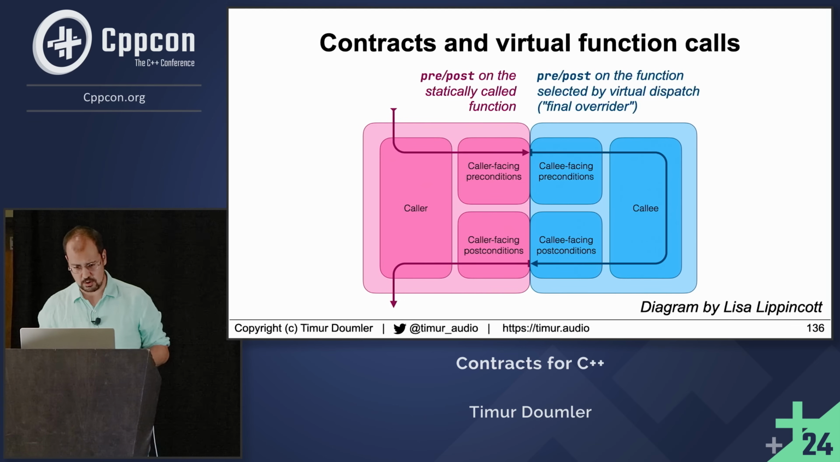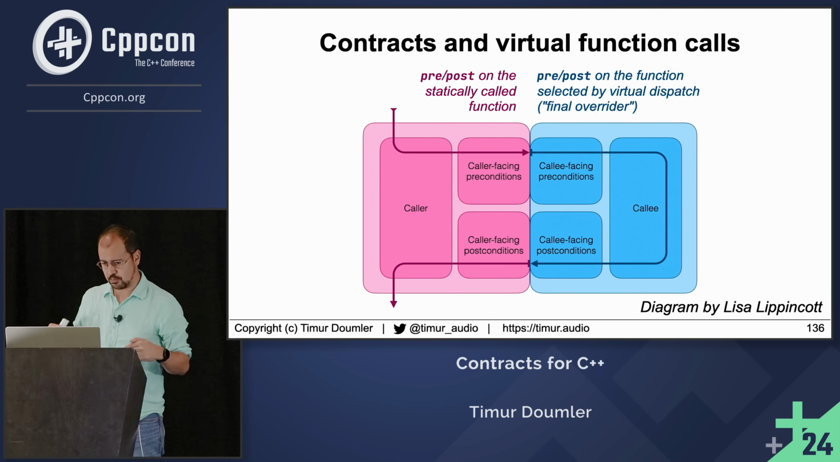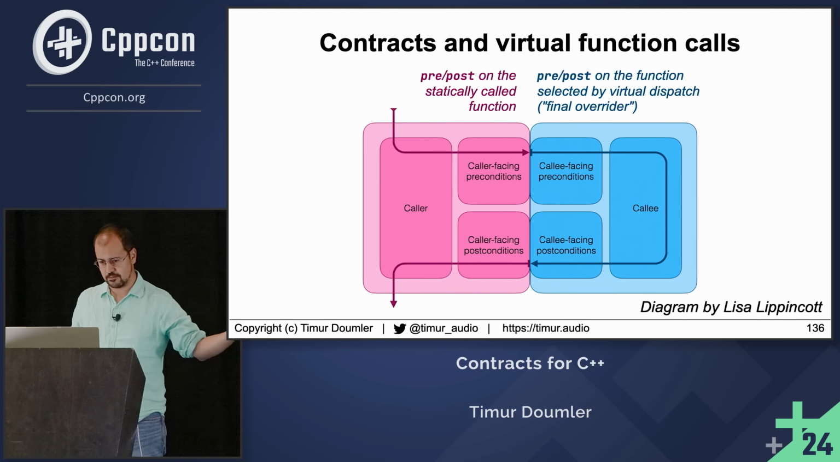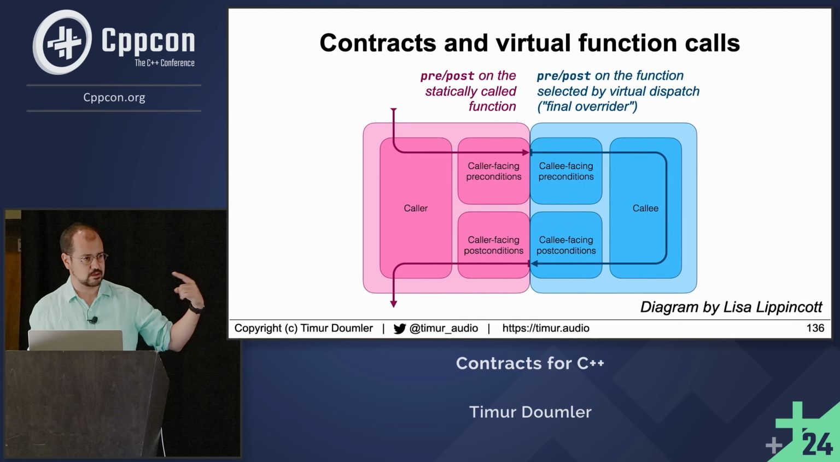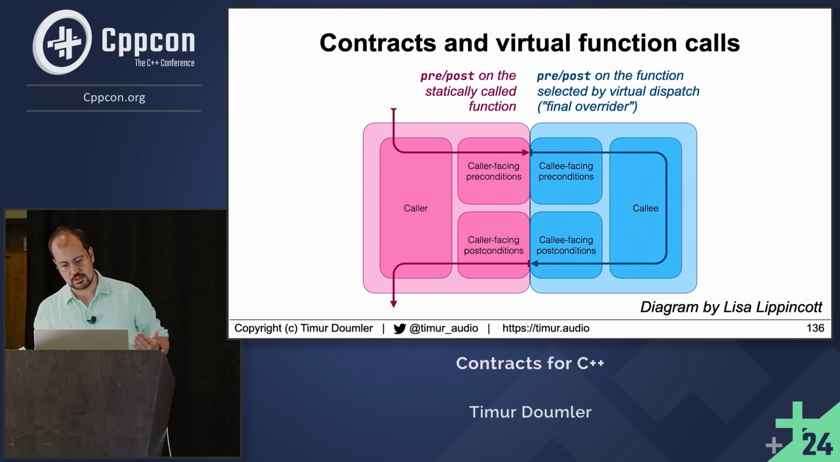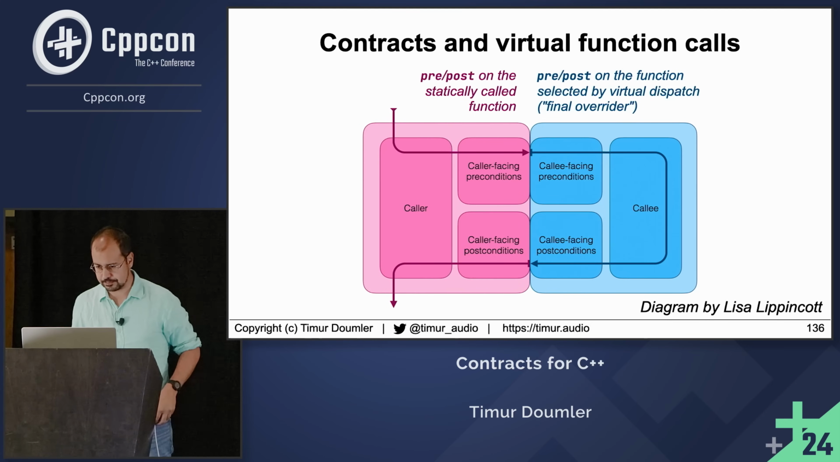And for a virtual function call, the left-hand side is the pre and post on the function that you called. And the right-hand side is the pre and post on the function that ended up actually running, that was selected by the vtable, right? And so you want to check the pre and post conditions of exactly both of those functions.